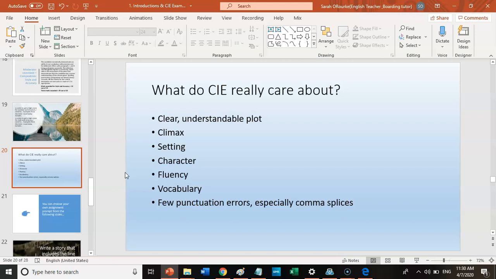In terms of grammar, you need to be fluent. So there needs to be no tense errors, no awkward phrasing in order to get a higher mark. Vocabulary is incredibly important. You need to have a range of sophisticated vocabulary that's precise and effective in your story. And you need to have few punctuation errors, especially with comma splices. So if you're making a lot of sentencing errors and not using full stops correctly or using commas when you should be using full stops, that is a really serious mistake that we need to correct now.